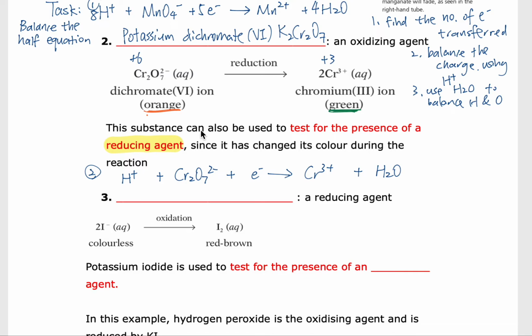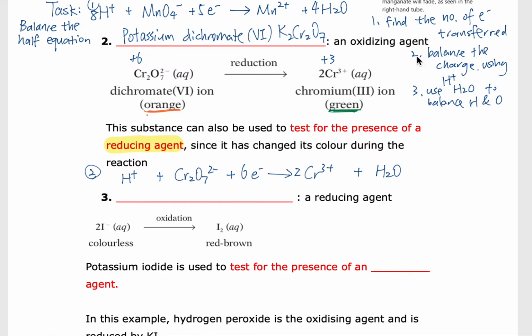Let's balance the chemical equations together. In this half equation, we have 2 chromium on the left hand side, but only 1 on the right hand side. So firstly, I need to make sure I have 2 chromium 3 ions on the right hand side. Then, because each chromium can gain 3 electrons, 2 chromium should gain 6 electrons.